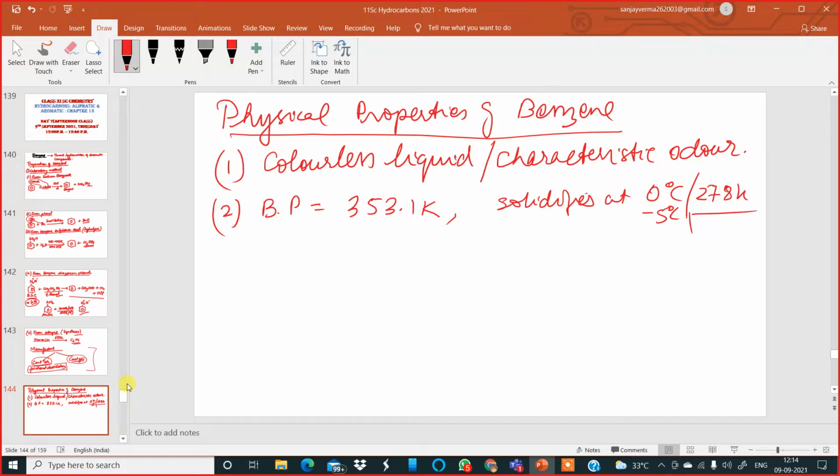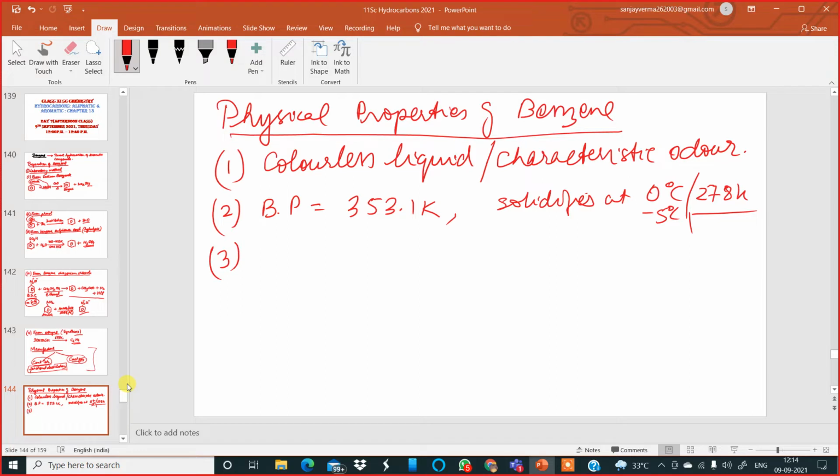So if we are doing organic chemistry practicals in places like Darjeeling or cold temperature zones, then in the chemistry lab, the liquid benzene which is stored there will be available in the solid form. It is a white crystalline solid. It looks somewhat similar to sugar crystals.